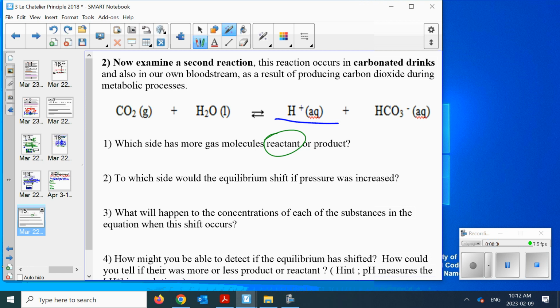When it's under high pressure, this side is clear, right? So the answer is yes. Which side would the equilibrium shift? To the right side, or you can say to the product.